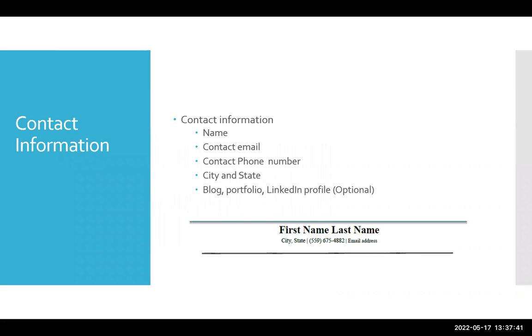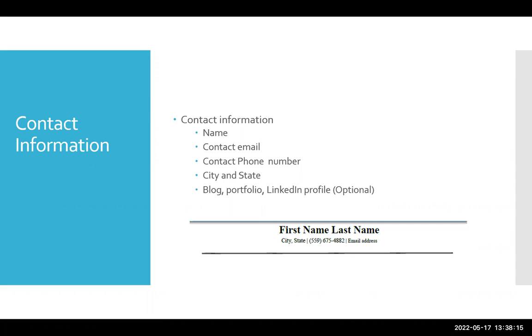So for your contact information, this is what you want to have in that section. You want your name, contact email, contact phone number, city and state, and this is optional but recommended, a blog, portfolio, or LinkedIn profile. If you are going to use different font sizes for your name, it's encouraged that you use only 2 font sizes bigger than the rest of your resume. So if you're using a 12 font size, your name should be about a 14 to 16 font size. You can bold if you'd like, but I would just leave it bolded, nothing more.